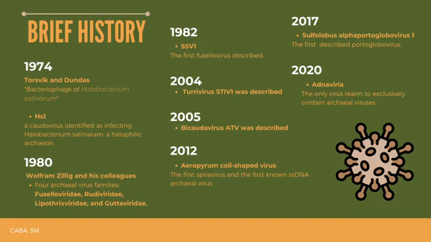Then in 2004, the turrivirus STIV1 was described. In 2005, the bicaudavirus ATV was described. In 2012, the Aeropyrum coil-shaped virus is the first spiravirus and the first known single-stranded DNA archaeal virus. In 2017, Sulfolobus alpha portoglobovirus is the first described portoglobovirus. And in 2020, the Adnaviria is the only virus realm to exclusively contain archaeal viruses.